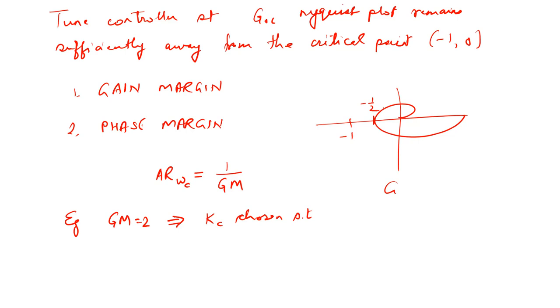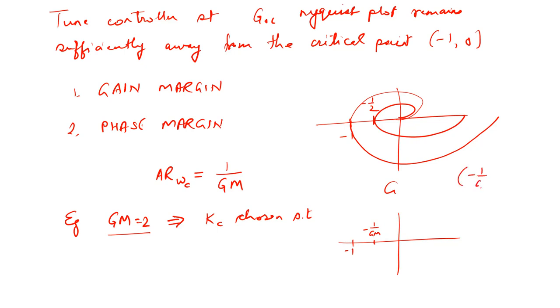So if I increase KC by a factor of 2, that's the gain margin. That's why we call it gain margin 2. If I increase KC by a factor of 2, then my polar plot will just pass through minus 1, 0 and my system would be exhibiting sustained oscillations. So this is the idea behind gain margin. The construction is, if gain margin is taken as, let us say, 3, then you adjust KC such that the Nyquist plot passes through the point minus 1 by gain margin. That's the idea behind gain margin tuning.